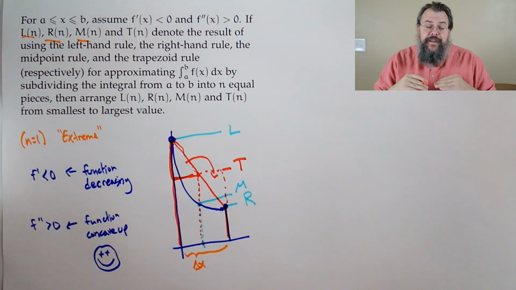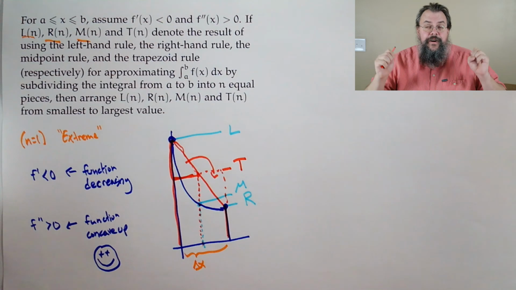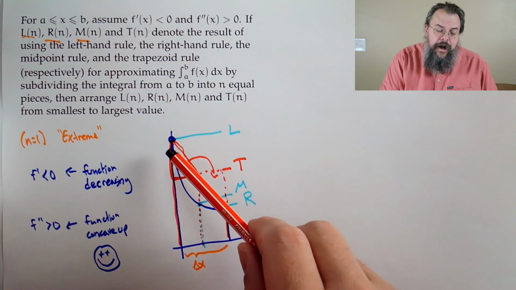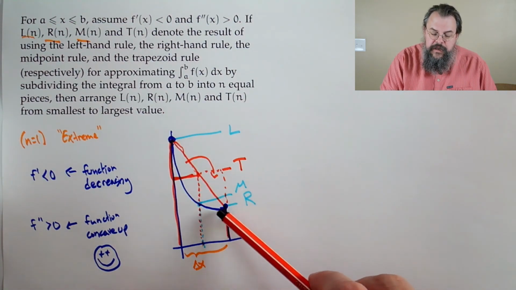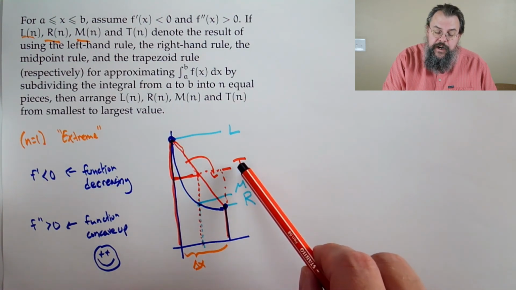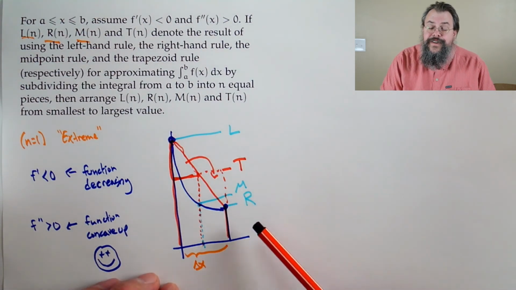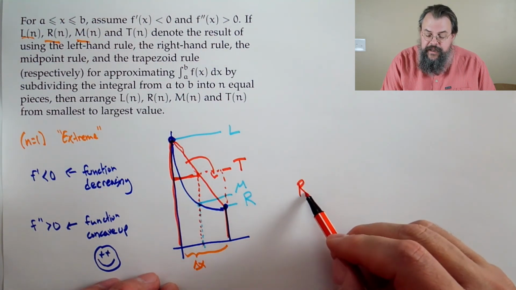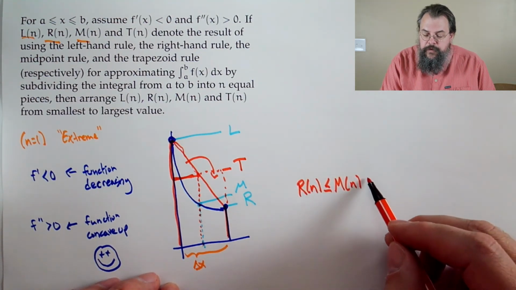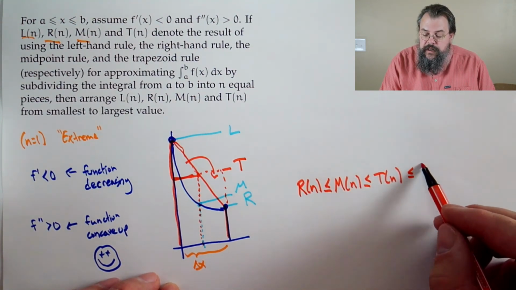And here's where concavity comes into play. If you only cared about decreasing, you already have how the left, middle, and right combine together. The concavity says I'm coming down, which means that I'm going to be below this straight line. That tells me where the trapezoid fits in. And so now we can read off our answer. The right hand estimate will be below the midpoint estimate, which will be below the trapezoid estimate, and that'll be below the left hand estimate.